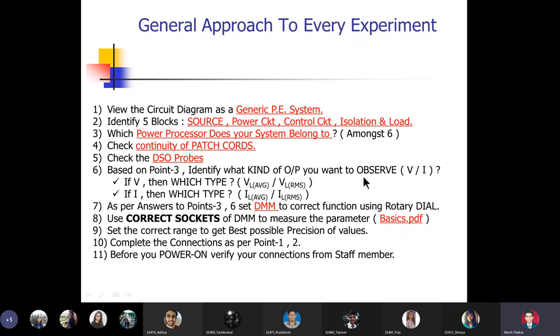Point number 8, use correct sockets of DMM to measure the parameter. I will elaborate on this point when we discuss the document basics.doc. Point number 9, set the correct range to get best possible precision of values. Why is this point mentioned?